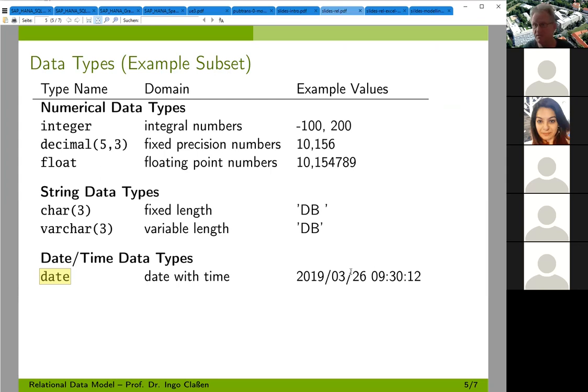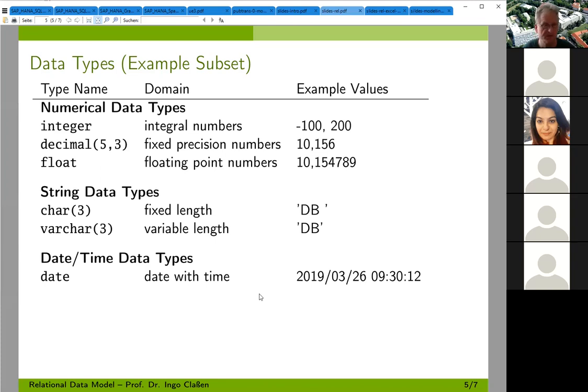Other database systems might represent it differently. They might have a time data type, and the date type only comprises dates without times, and the time type only times without dates. That depends on the system. Okay. Oracle: date and time together.